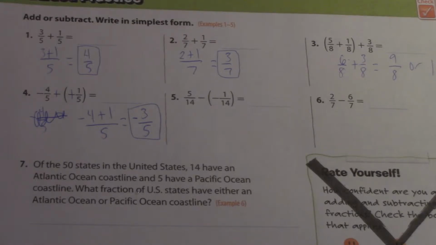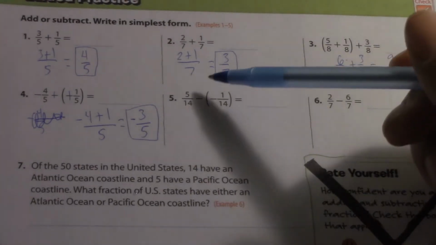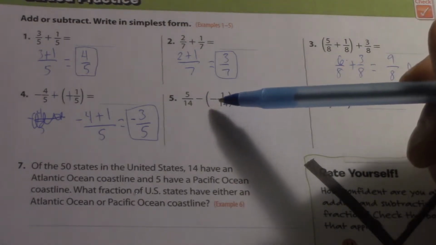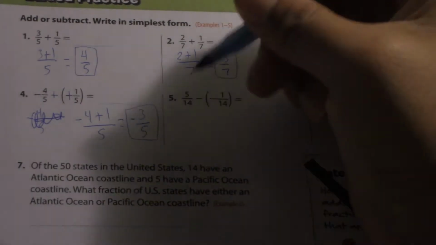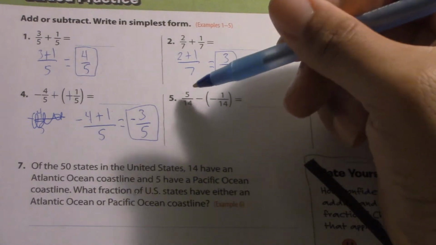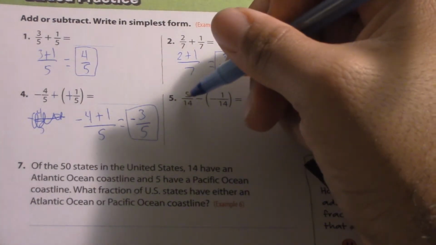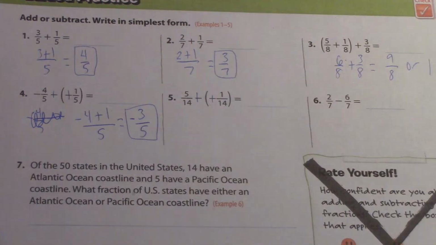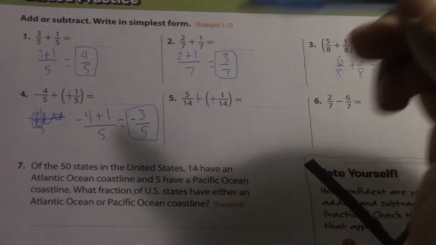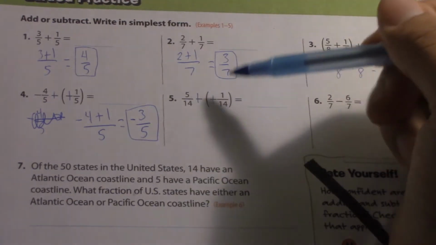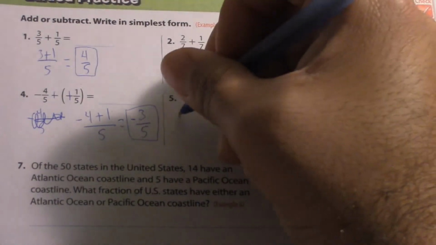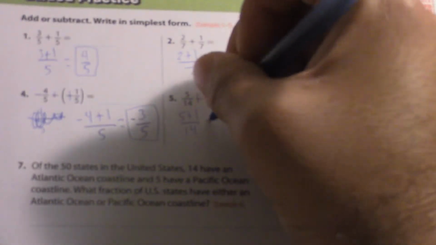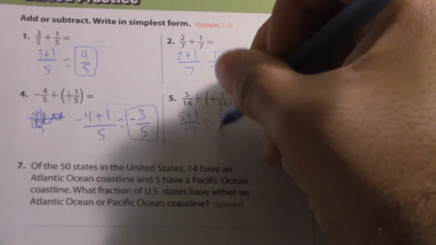All right, number 5. 5 over 14 minus negative 1/14. Now, once again, I notice I have subtraction, so therefore I have to add the opposite. Change this to an addition problem. Keep that the same. Add the opposite: the opposite of negative is a positive. There we go. This one's easy enough. 5 plus 1, because I have common denominators, gives me 6 over 14.